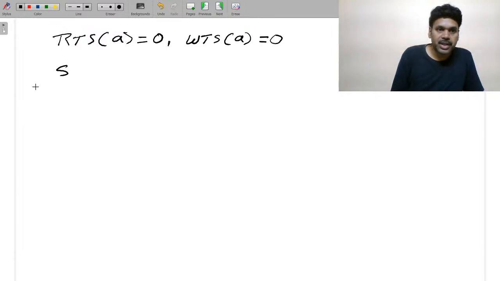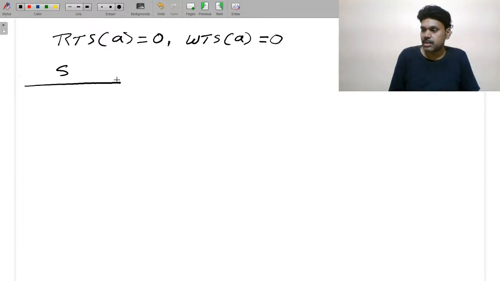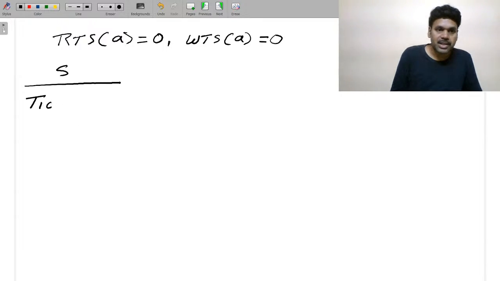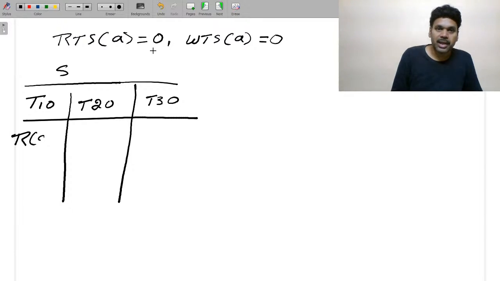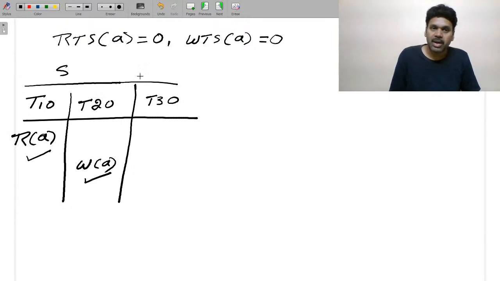Now there is a schedule S. We can say that it has transaction T10, transaction T20 and transaction T30. Please observe. I am saying R of A and W of A. These are allowed. With our knowledge, you can say it is 10, this is 20.